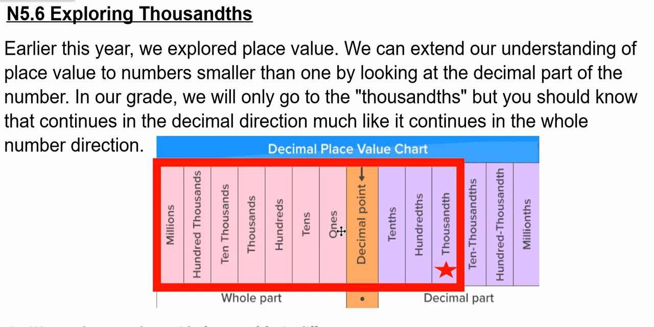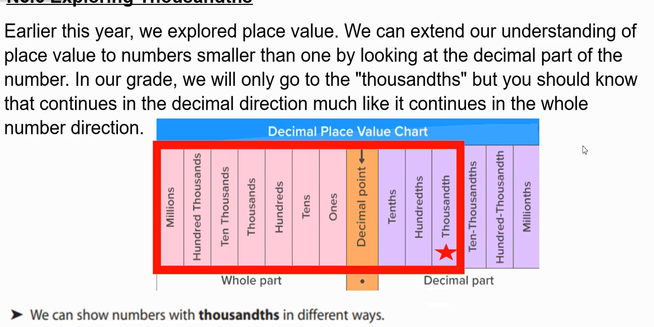So in our grade, we only go to the thousandths position, but you should know that this continues in the decimal direction, much like it continues in the whole number direction. So this is the part that we focused on earlier this year. So we had ones, tens, hundreds, thousands, 10,000s, 100,000s, millions, and we did extend it a little bit beyond that. But we're going to focus now on the parts that go after the decimal point. So we have the tenths, the hundredths, and the thousandths. This does continue. You can see it follows that same pattern, just with the THS at the end. But we are only going to focus on going as far as thousandths in this course.